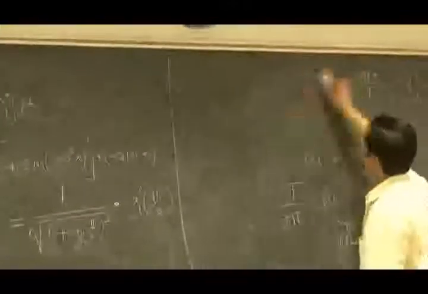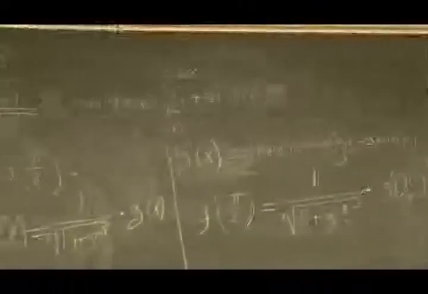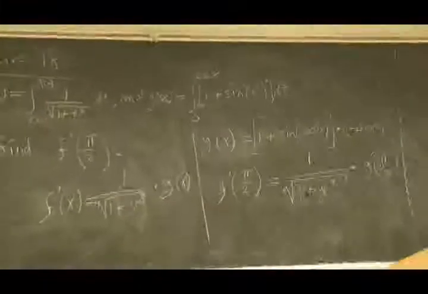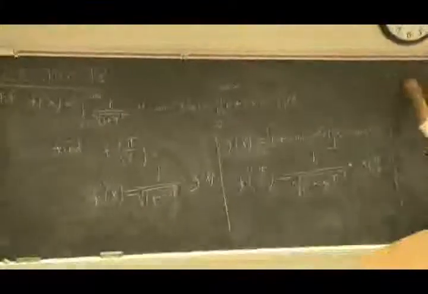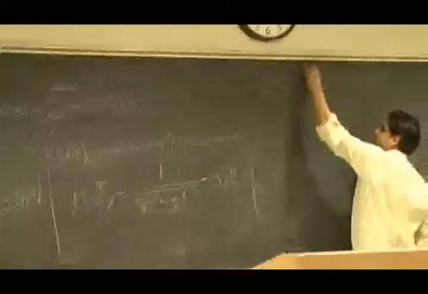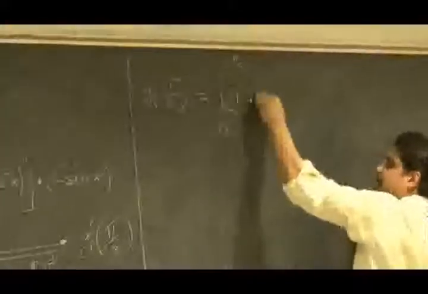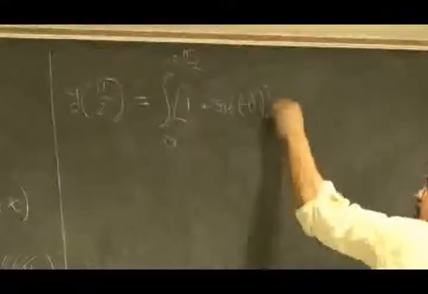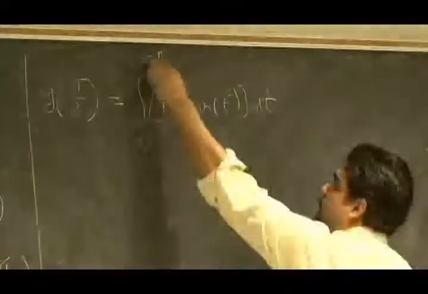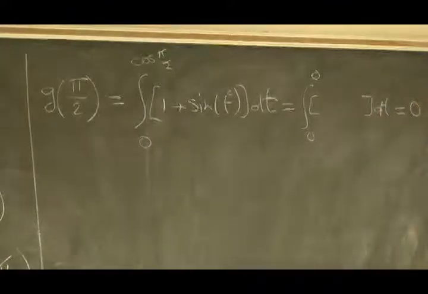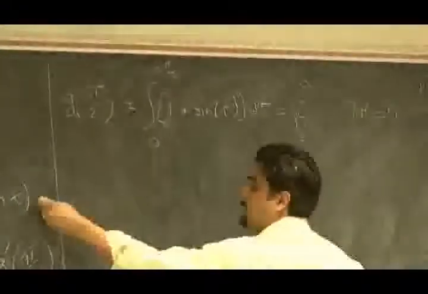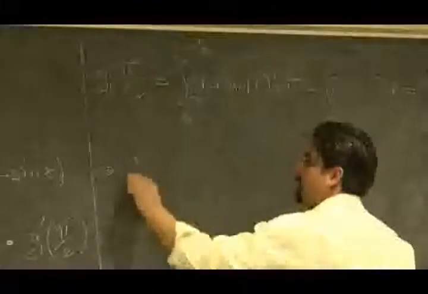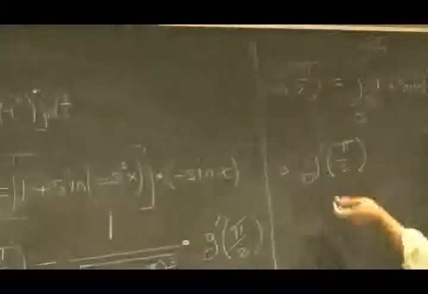First, let's look at g of pi over 2. G of pi over 2, basically replace x with pi over 2. You get the integral from 0 to cosine pi over 2 of 1 plus sine of t squared dt. Cosine pi over 2 is what? 0. Well, this doesn't matter too much. This is just 0, right? So g of pi over 2 is 0. Now from here, we could figure out what g prime of pi over 2 is, because we need that in the answer.